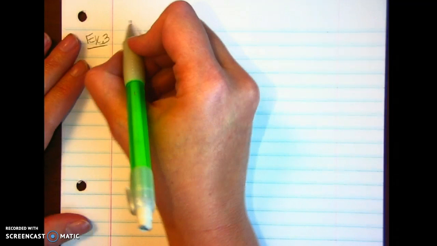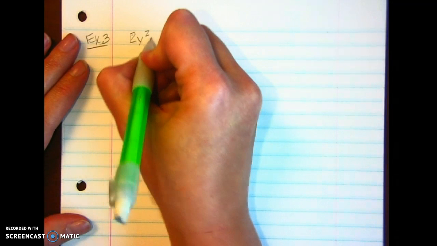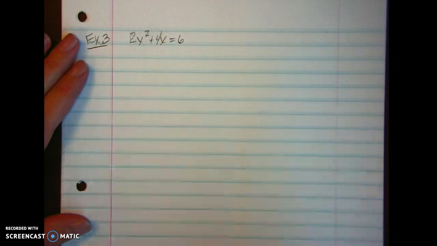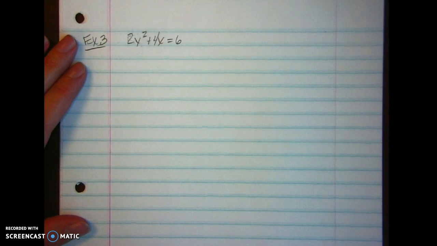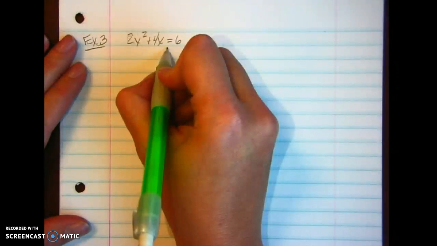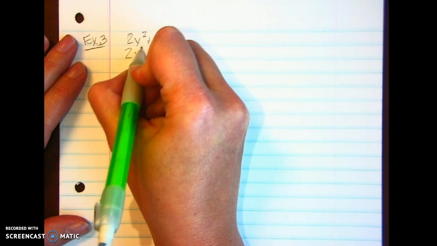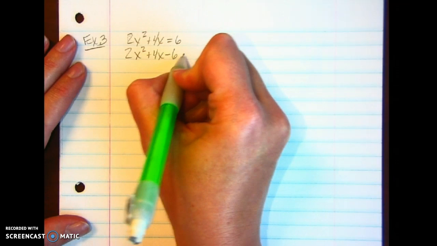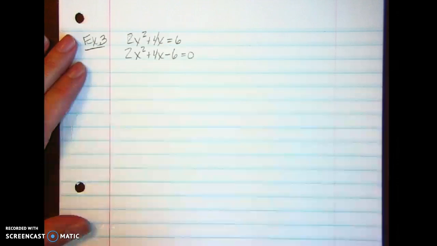Alright, example 3. 2x squared plus 4x is equal to 6. Now the first thing I want you to notice is that in everything we've done so far, it's been equal to 0. Before I can start factoring here, I need this to be equal to 0, which means I'm going to move the 6 over. That would give me 2x squared plus 4x minus 6 is equal to 0.